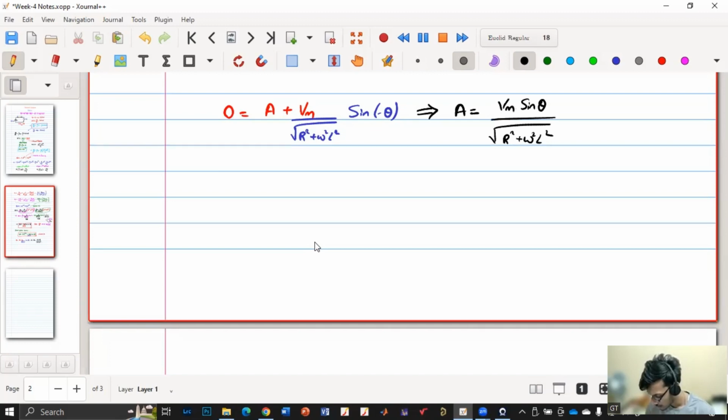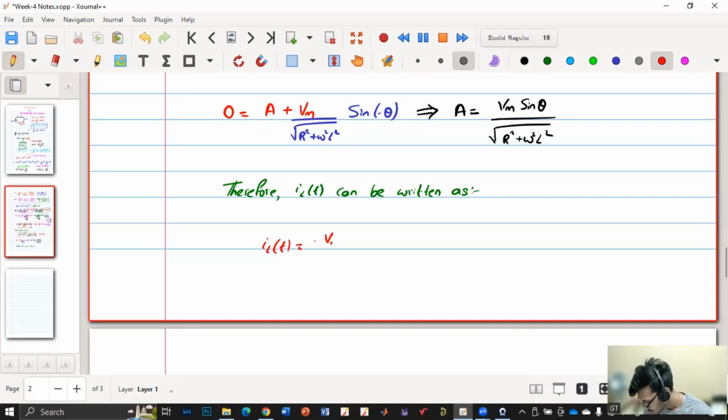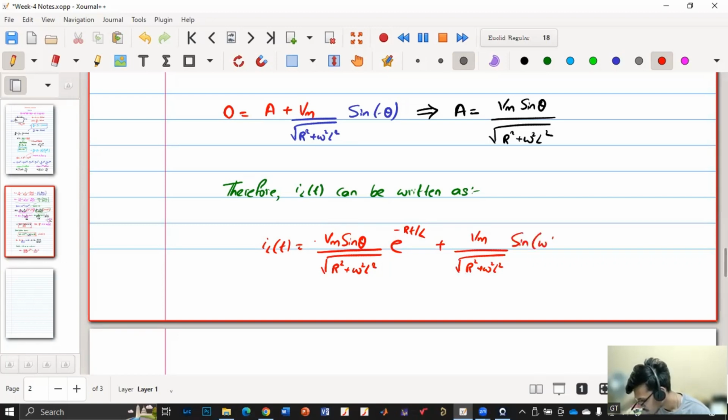And I will replace by the current. So the inductor current IL of t as a function of t can be written as IL of t is equal to Vm sin theta by square root of r square plus omega square L square e to the power minus RT by L plus Vm by square root of r square plus omega square L square into sine of omega t minus theta. So this is my solution.